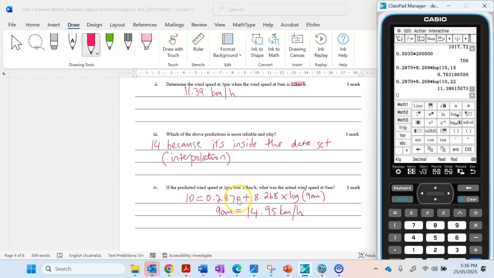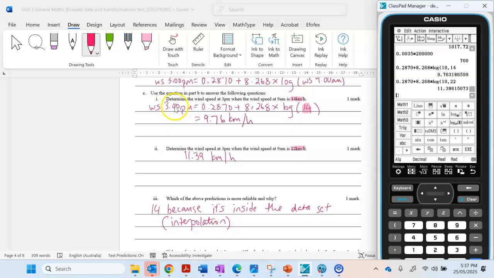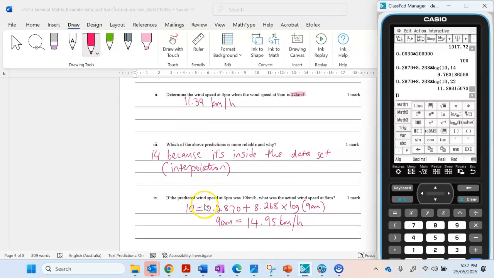So I saw quite a few students do residuals with this, and I kind of understand why, because it says predicted and actual. But all that means is, it's not a residual question. So when your wind speed at 3 p.m. is 10, that's what we're going to put here. Wind speed 3 p.m. is 10 equals blah, blah, blah, log of wind speed at 9 a.m. I got a bit lazy and just wrote 9 a.m. All right, so then we solve it and we get 14.95.